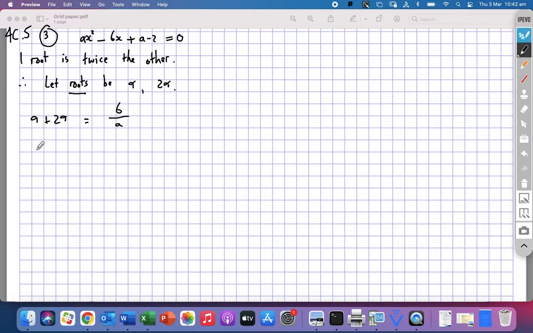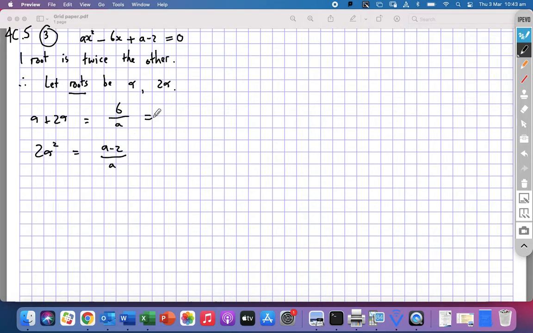And what would these 2 roots be as a product? It would be alpha times 2 alpha. So that's 2 alpha squared. Has to equal the c term, right? This whole thing here is a constant, right? So it's the a and the minus 2. That's the c term divided by a. All right.